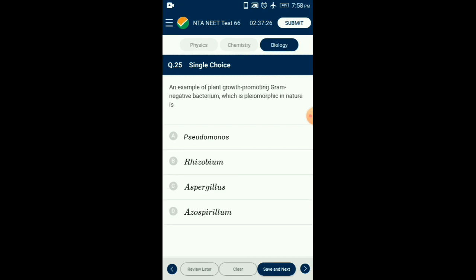Question number 25. An example of a plant growth promoting gram-negative bacterium which is pleomorphic in nature is Rhizobium. Rhizobium is a soil bacterium which is gram-negative in nature and shows pleomorphic structure. This is a rhizosphere bacterium involved in the formation of root nodules by getting associated with the roots of the leguminous plants. So the answer is option B, Rhizobium bacteria.